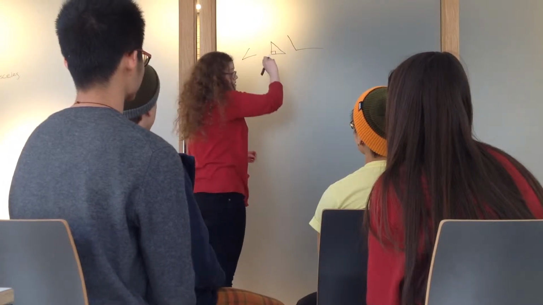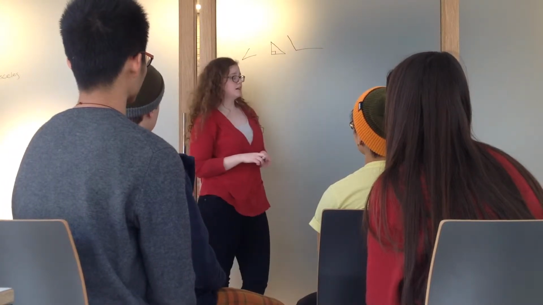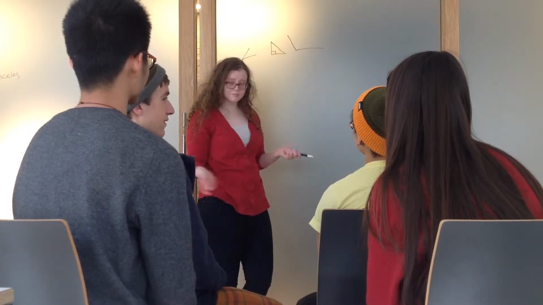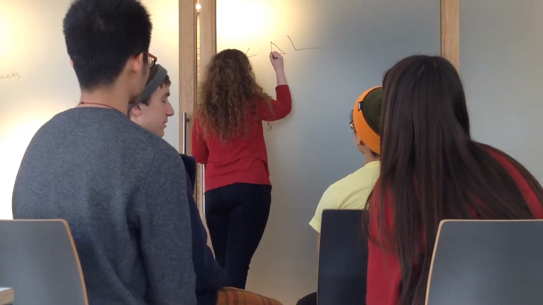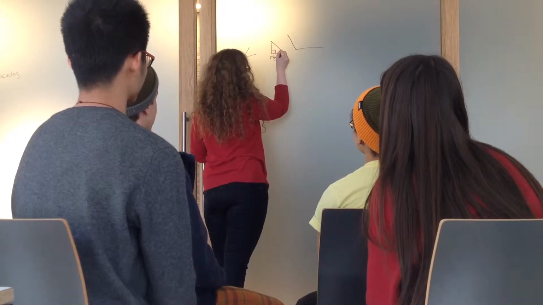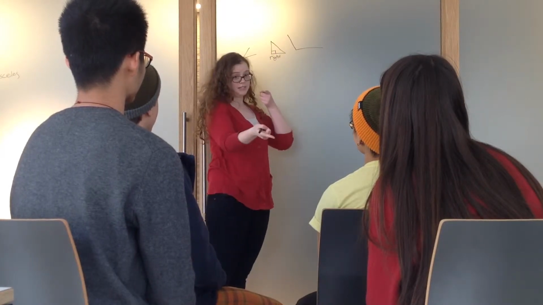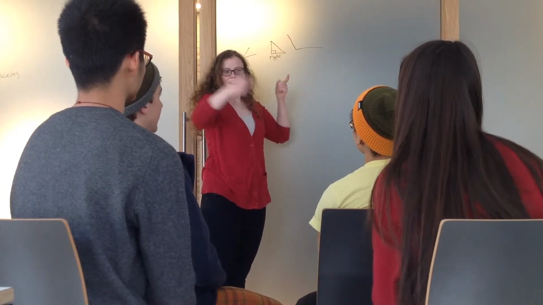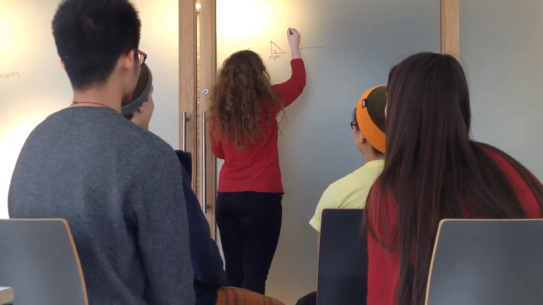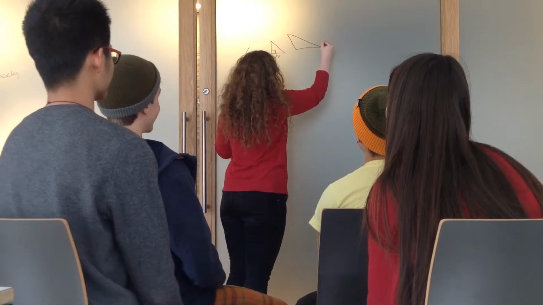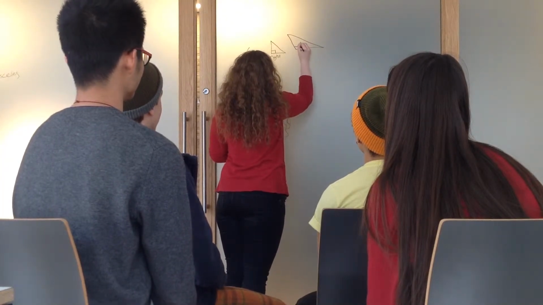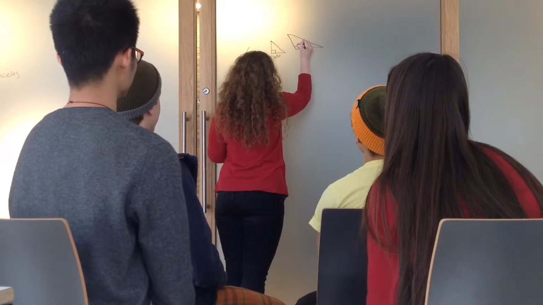It has 2 acute angles. Can anyone guess what type of triangle that is? A right triangle. Awesome, because there's 1 right angle. Okay. Can anyone guess, based on what he said, what this type of triangle is called? Obtuse. Awesome. So this is an obtuse triangle. It has 1 angle in it that is obtuse.